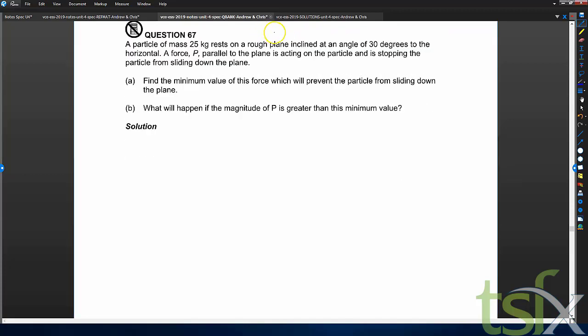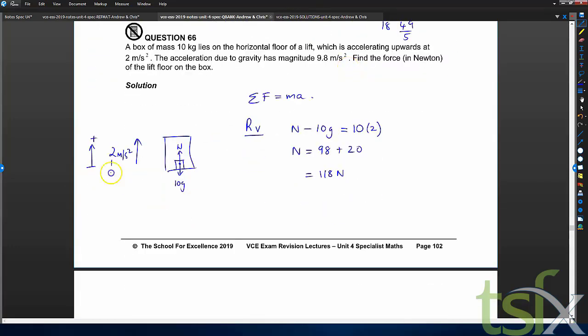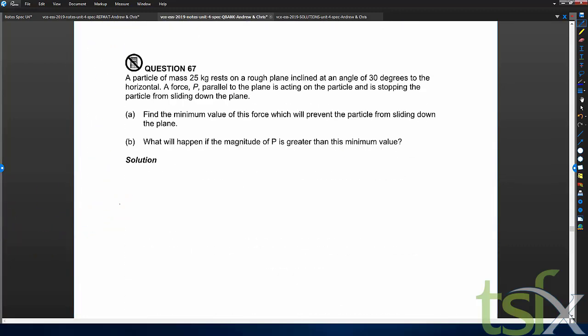Okay, 67. Have a look at 67. Okay, a particle of mass 25 kilo. Just one thing with the last question. In the answers, on the diagram, someone's put 5 meters per second squared. Just be aware of that. It's 2. They've just written the wrong thing, but the calculation's correct. Someone's just handwritten it incorrectly on that one. It's just on the diagram only, the rest is correct.